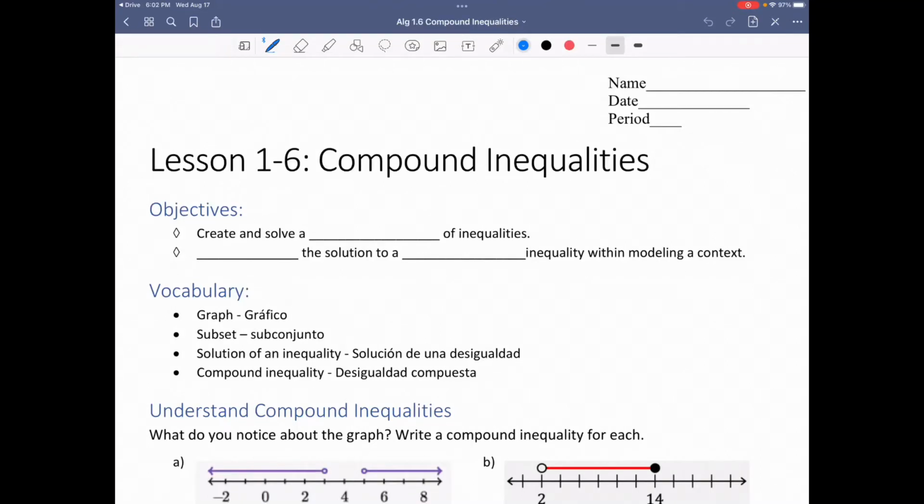Hello, Algebra students. Today we're doing lesson 1-6, Compound Inequalities. Please put your name, date, and period on your note paper.